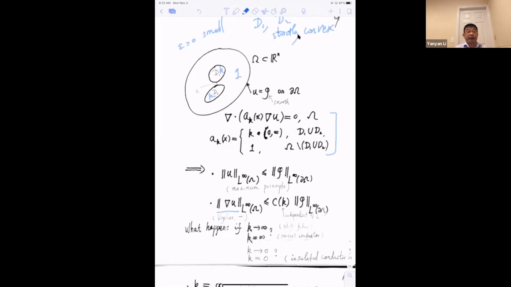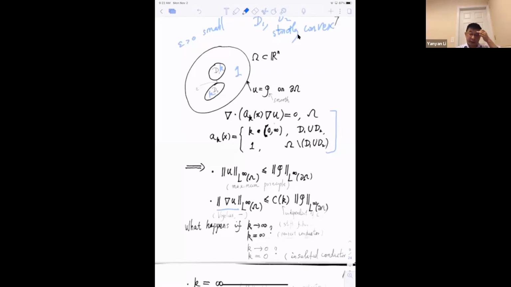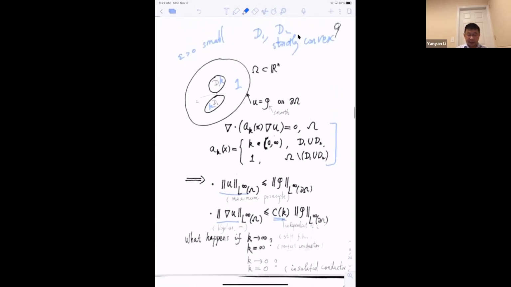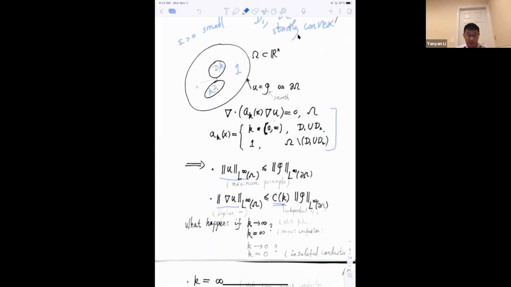So it's a transmission problem, and we are interested in the quantitative control of the gradient, mainly in terms of epsilon and K, because when K goes to infinity, ellipticity deteriorates, and also when K goes to 0, ellipticity deteriorates. For the equation, the maximum principle immediately gives an epsilon-independent L infinity norm, and the gradient L infinity is bounded by a constant depending on K. So one naturally asks what happens for K going to infinity, and in particular K equal to infinity, or K going to 0, and in particular K equal to 0.